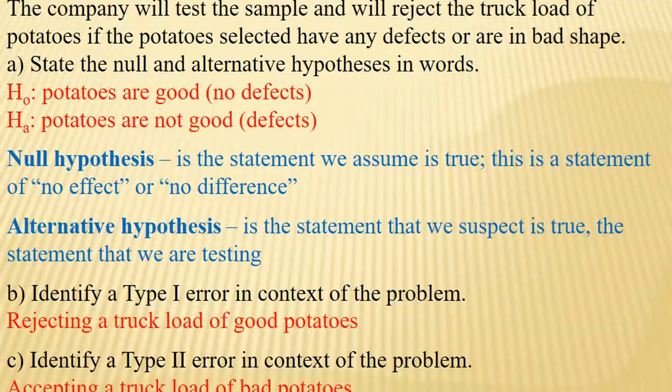So finally, power. Let me read you the definition one last time. Power is a good thing. Power is correctly rejecting a false H0. So power is when you correctly reject H0 when H0 was false. H0 is false means that the potatoes are actually bad. And in power, you rejected the bad potatoes. So I put the probability, but you don't really have to say the word probability. You can just say rejecting bad potatoes.